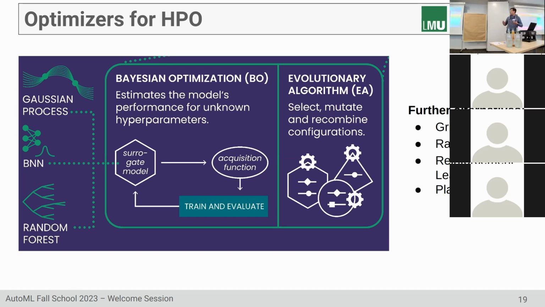Further alternatives are grid search, random search. However, as an AutoML community, we recommend mostly not to use them due to inefficiency. Other means are reinforcement learning or also planning, what ML-Plan is doing. And there you can basically do a tree search, for example, in order to refine parameters.